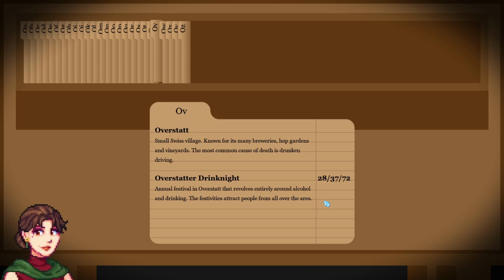So started drink nights. Annual festival that revolves entirely around alcohol and drinking. The festivities attract people from all over the area. So that's 28, 37, 72.